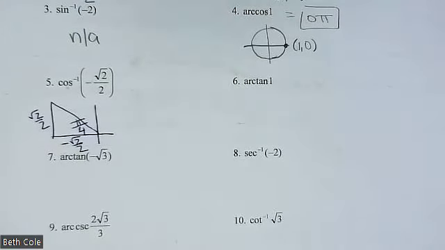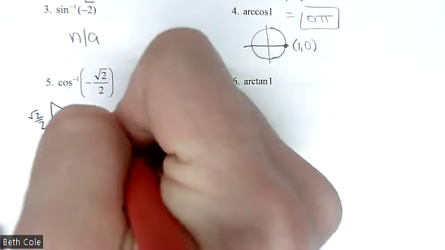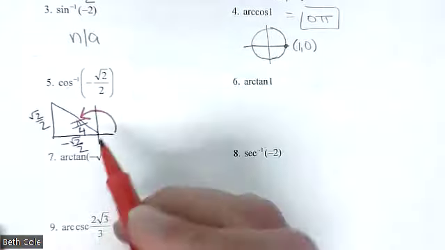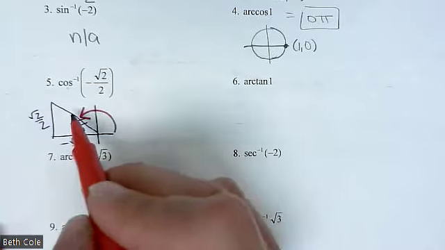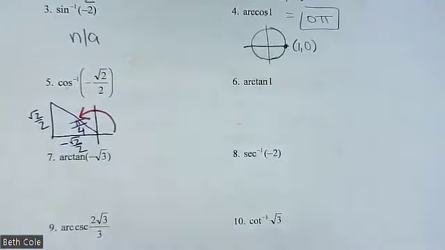If you're in quadrant 1, you just get whatever you get. But it's the amount of rotation it took to get there. So if you're in quadrant 2, how far did you rotate to get there? It's 3 pi over 4. Very good. Keep calm and know the unit circle.